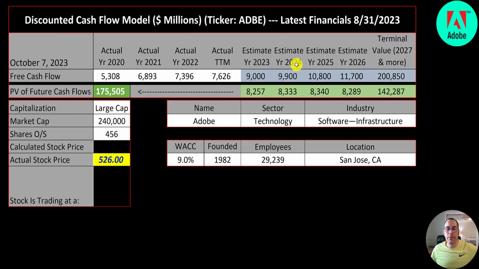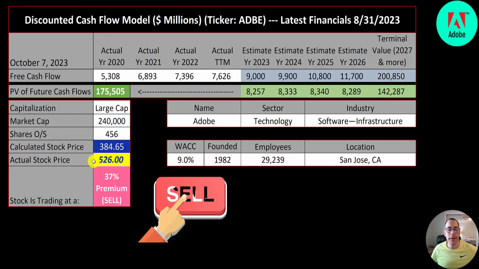We estimated 4 years of future free cash flows. We also estimated a terminal value, it's all cash flows past year 4, that's 201 billion. We discounted those numbers back to today using the weighted average cost of capital. We get a value of the company of $175 billion. We divide that by 456 million shares. And we get a calculated stock price of $385. They're trading at $5.26, so they're trading at a 37% premium. It's a sell according to the model.